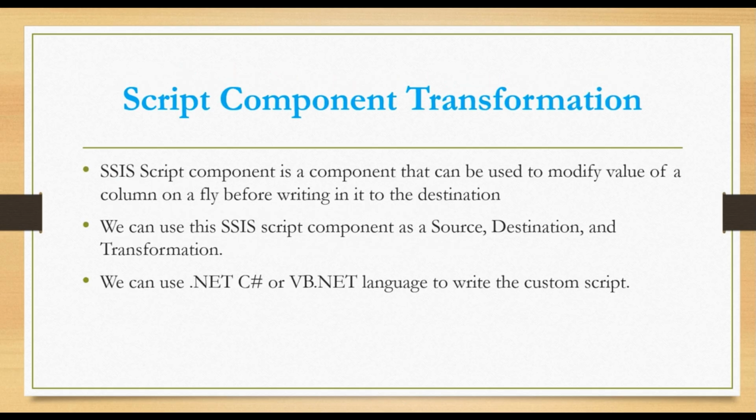So let's see. The script component transformation is a component that can be used to modify the value of columns on the fly before writing into the destination. We can use the SSIS script component as a source, destination, and transformation. We can use C# .NET and VB.NET languages to write the custom script.